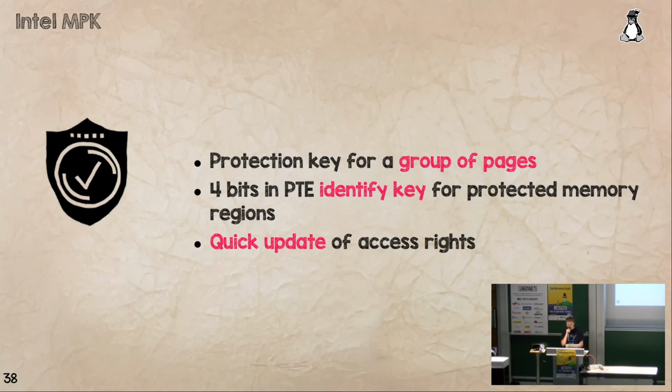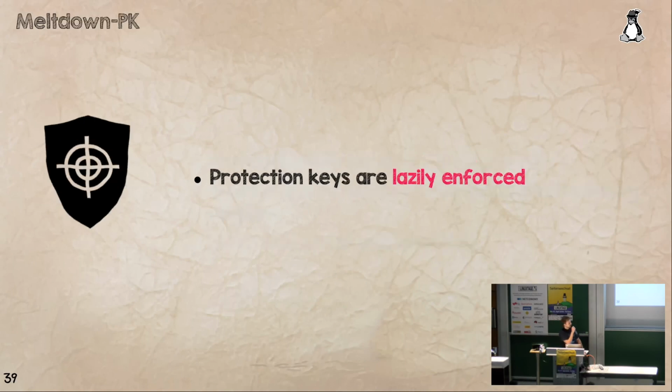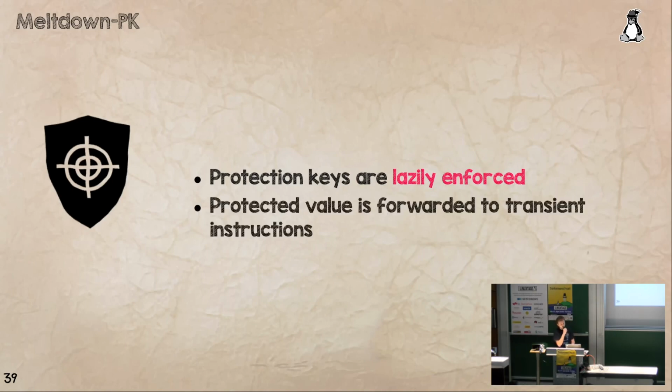But we also have the problem here that those protection keys are lazily enforced. So you get a page fault, and the same happens that we saw in the case that the Spectre of the present showed you. So using a flush and reload attack, we can still recover the protected value that is forwarded to the transient instructions. Okay, but this is also mitigated by Intel's patches. Intel released those patches. All of this is not relevant anymore, right? Okay, then let's move on.